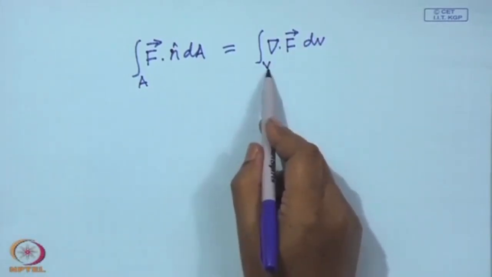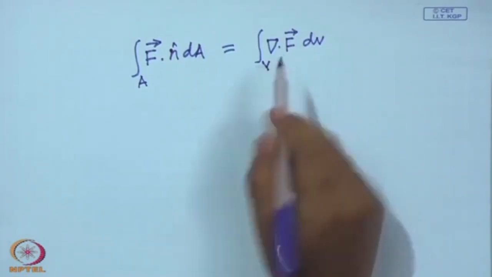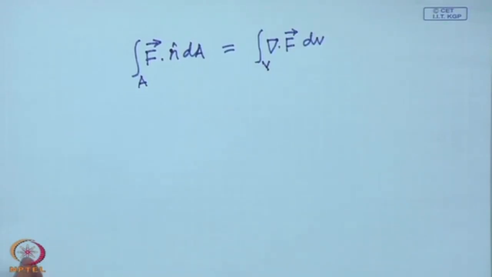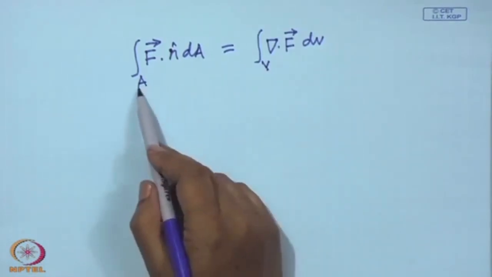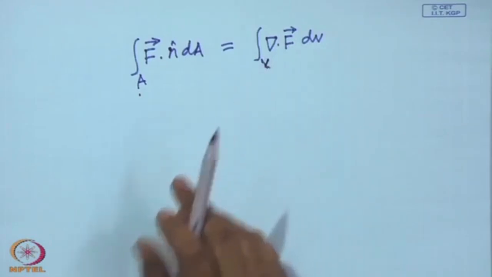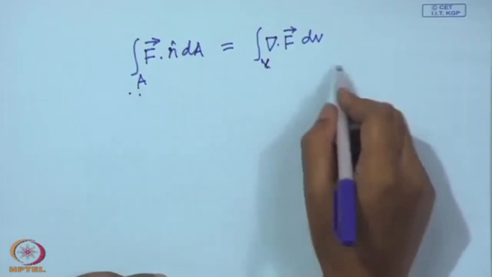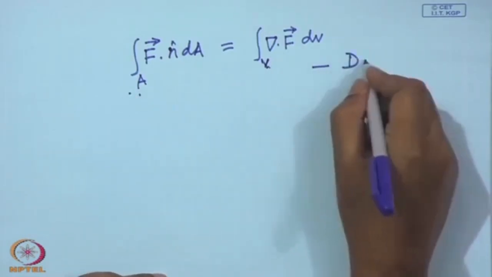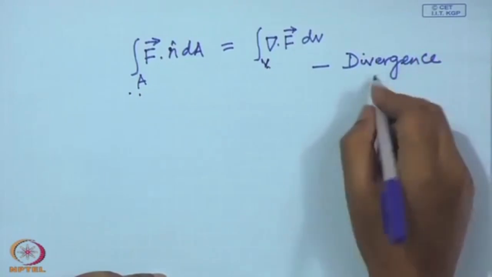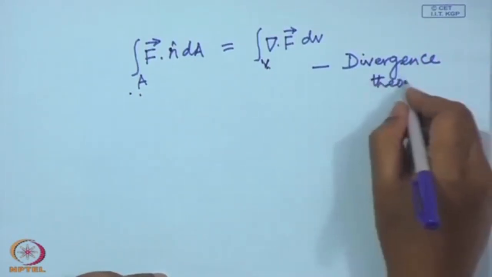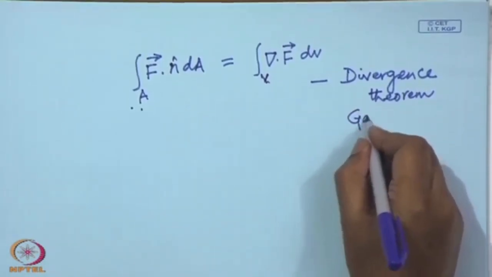The relationship between this volume and area is, this area is the surface area of this volume. They are not just any arbitrary area and volume. This volume is enclosed by this surface, or this surface is the surface of this particular volume. So, this is the relation, commonly called the divergence theorem or Gauss divergence theorem. Also called Gauss theorem.